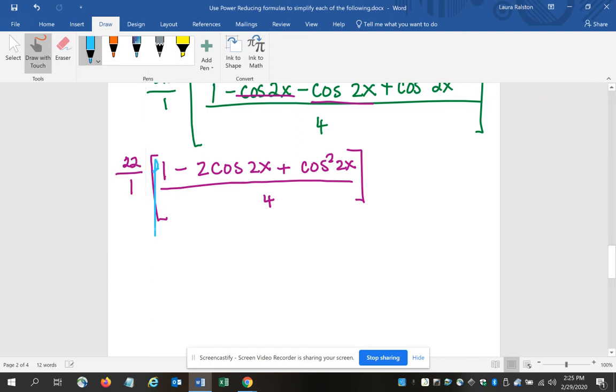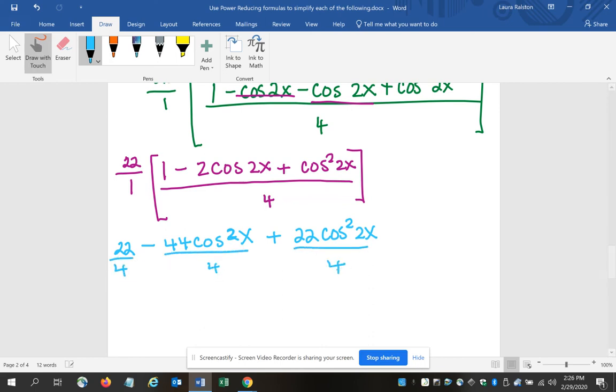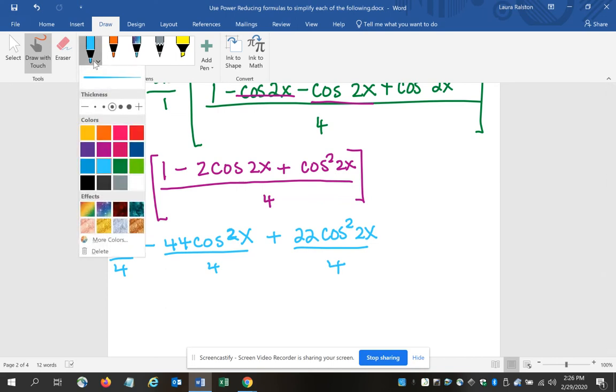Okay, so I would have, let's see, 22. Whoops, sorry about that. We would have 22 minus 44 cosine 2x plus 22 cosine squared 2x. And again, that whole thing's over 4. I'm going to go ahead and put each individual piece over 4, so that we can do some simplification here.